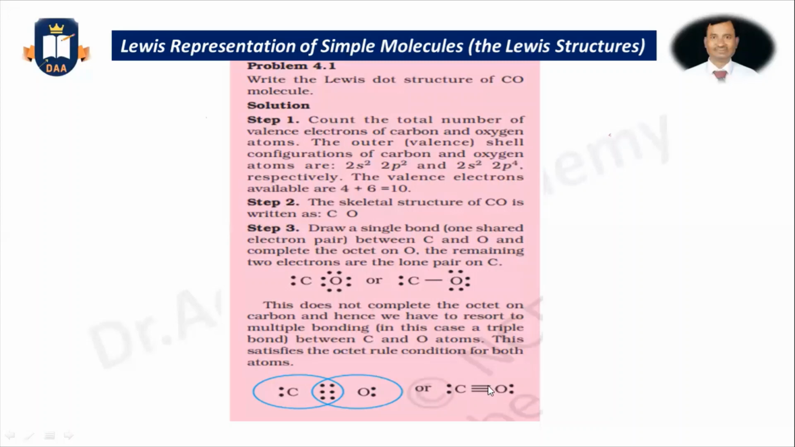If you form the triple bond, then you see that carbon's octet is full. That means 1, 2, 3, 4, 5, 6, 7, 8. And for oxygen also octet formation happens: 1, 2, 3, 4, 5, 6, 7, 8. And then the final structure is one lone pair on carbon, then a triple bond, then the oxygen atom, and the oxygen atom has a lone pair of electrons according to step number 4.